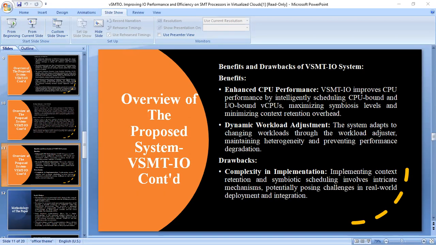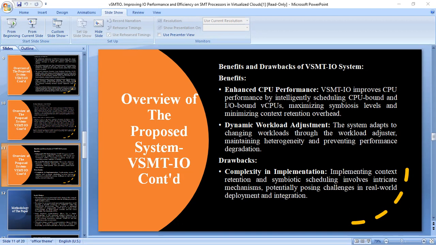Significance of the setup. It provides a robust foundation for potential future studies in the field of system optimization, contributing to the advancement of knowledge in this domain. Coming to the results, the study's key findings underscore the substantial efficiency of VSMT-IO in enhancing IO performance within the intricate landscape of SMT-enabled systems. Some notable results include consistent improvement in IO-intensive workloads.